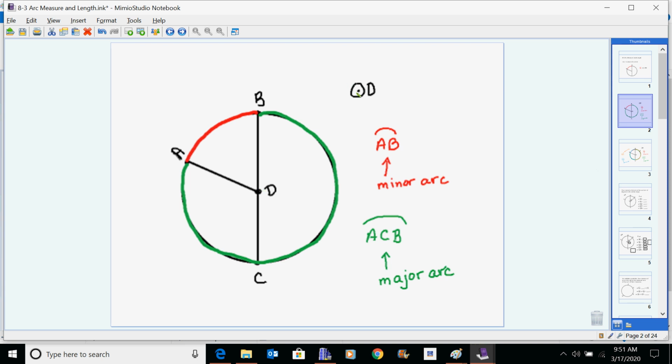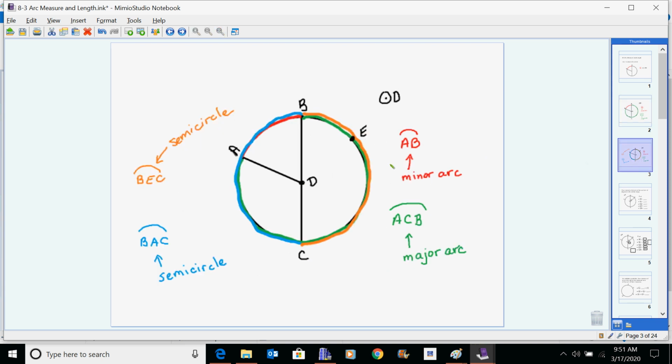Notice we've got the symbol here, circled D, meaning that D is the center of the circle. And what we can also talk about is that sometimes a major arc or a minor arc, the minor arc being the short distance and the major being the long distance, doesn't apply, because if it goes right through here from B to C, that's exactly halfway. And the halfway marks are the semicircles.